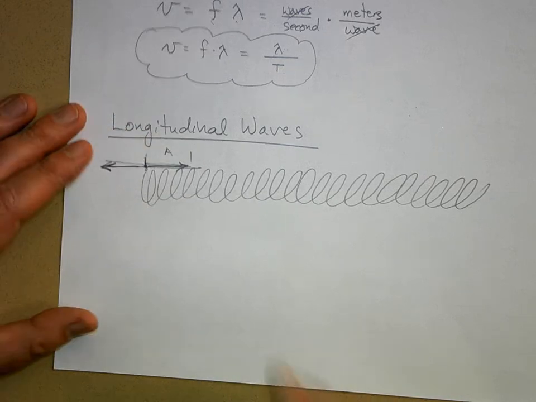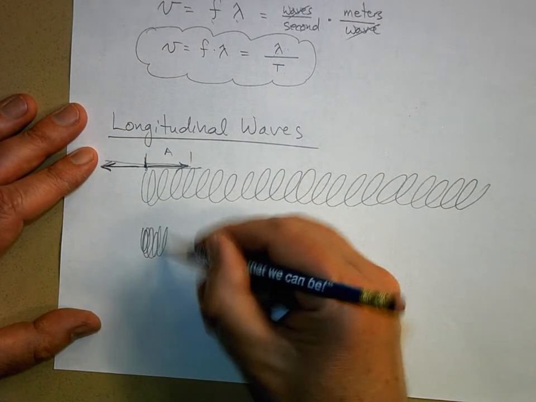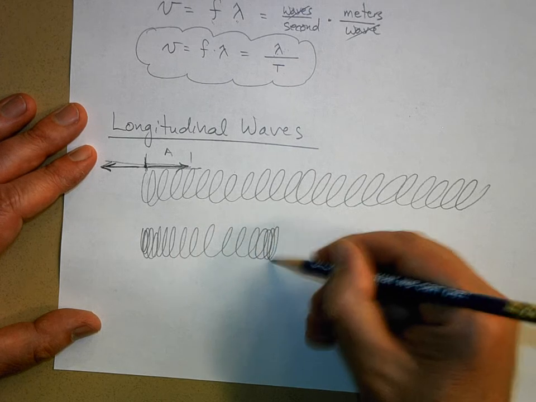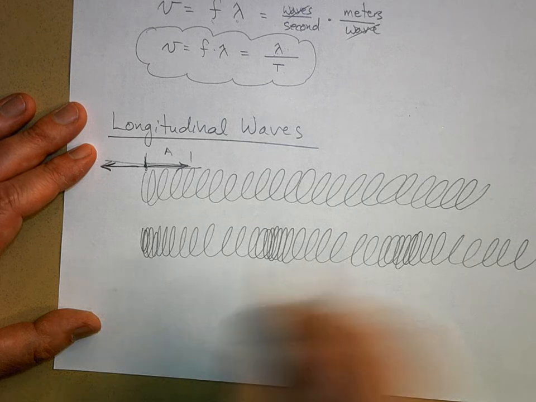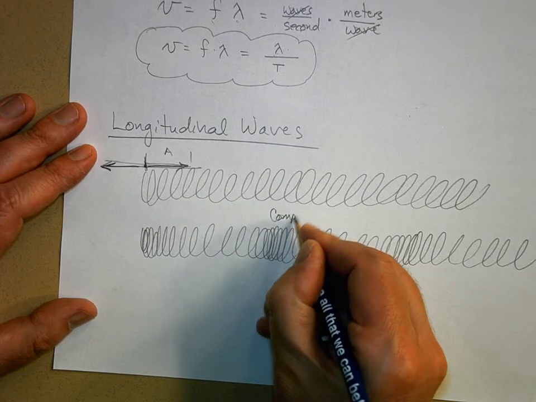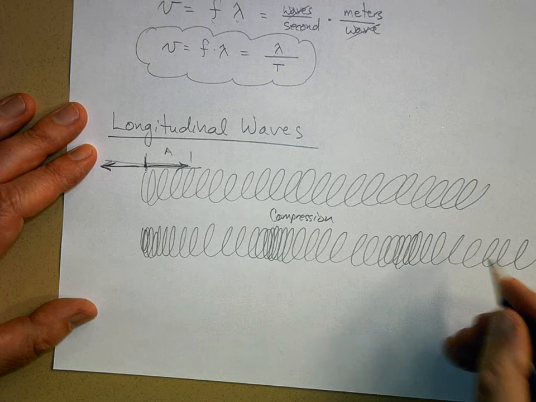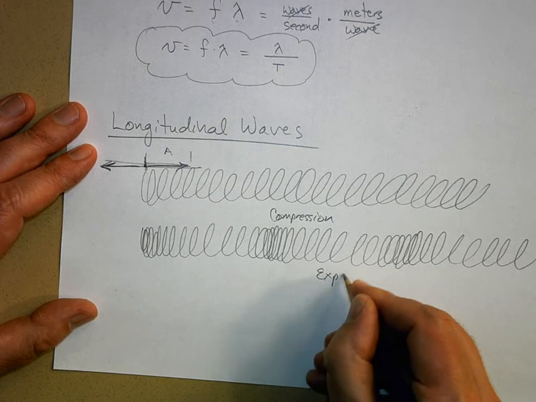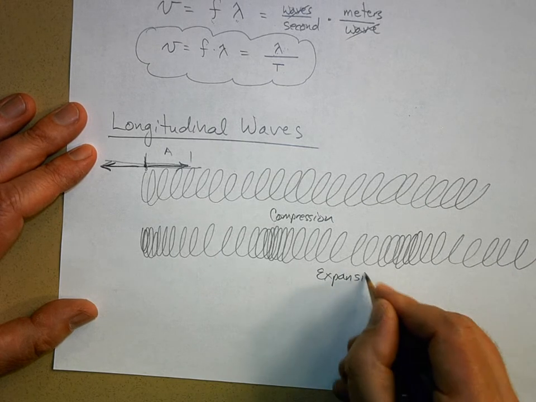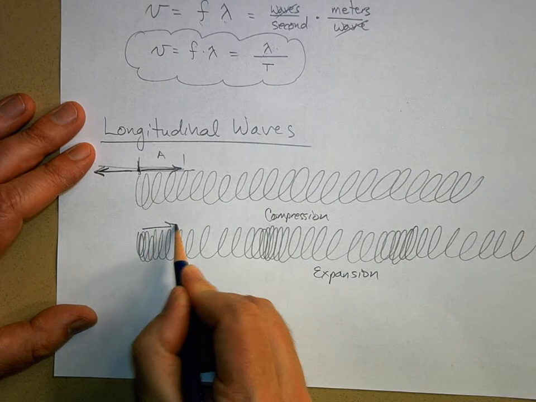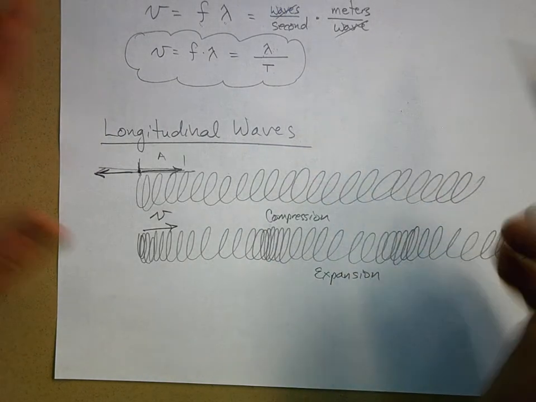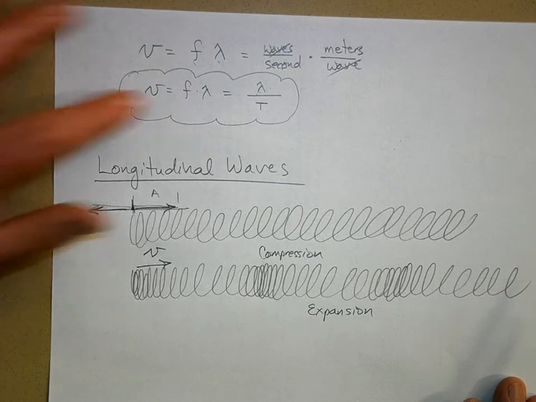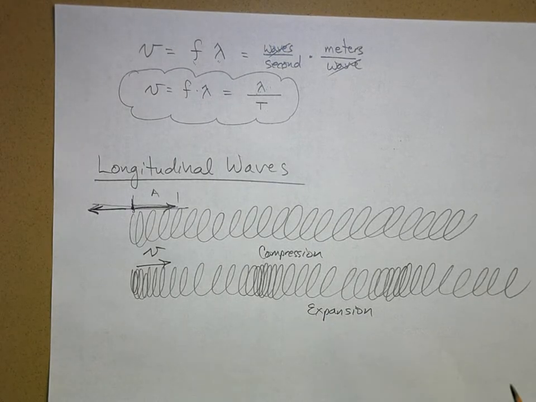Well, what's that going to do? Well, you're going to have compressions and expansions and compressions and expansions. So we're going to call this a compression. And this is an expansion. And they're going to move at a certain velocity. Okay. And now all the math is the same. This velocity equals frequency times wavelength works for longitudinal waves as well as transverse waves.